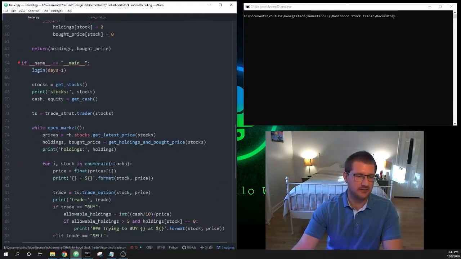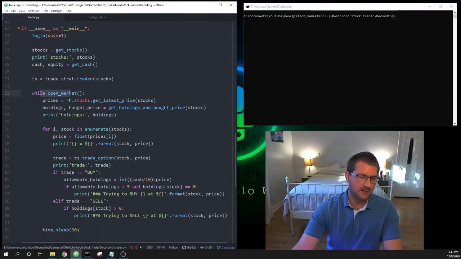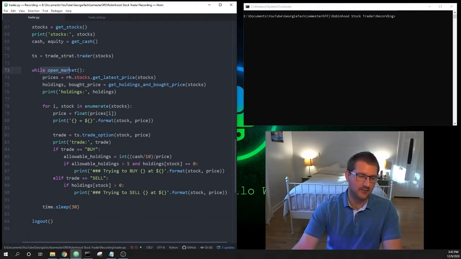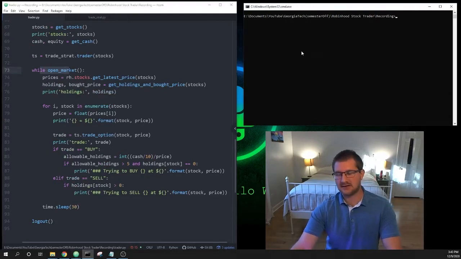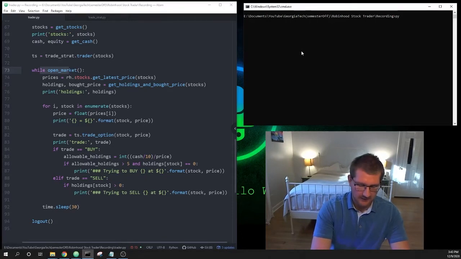And so our main loop goes through and says, while the market is open, check the price, get our holdings, print our holdings, and then go through each stock and figure out whether it would be a buy or a sell command. So let's do a quick check and see my current stocks. Would they be buy or sell commands?